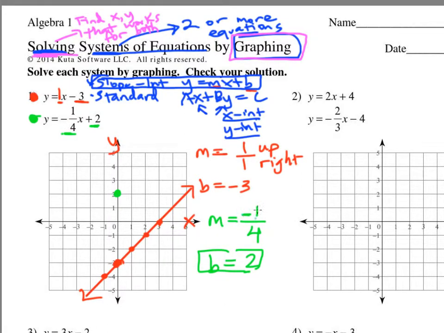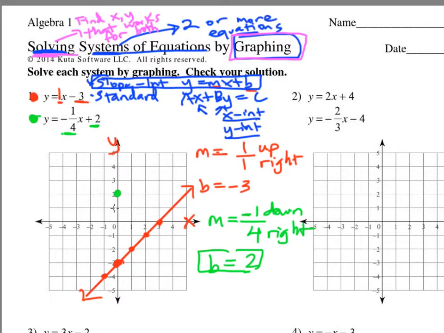So it's rise over run. But what is a negative rise? We're not going to go up like we did here. We're going to go down. We're going to go down 1, but see how this is still positive? We're going to go down 1, right 4. So let's go ahead and start from this dot.